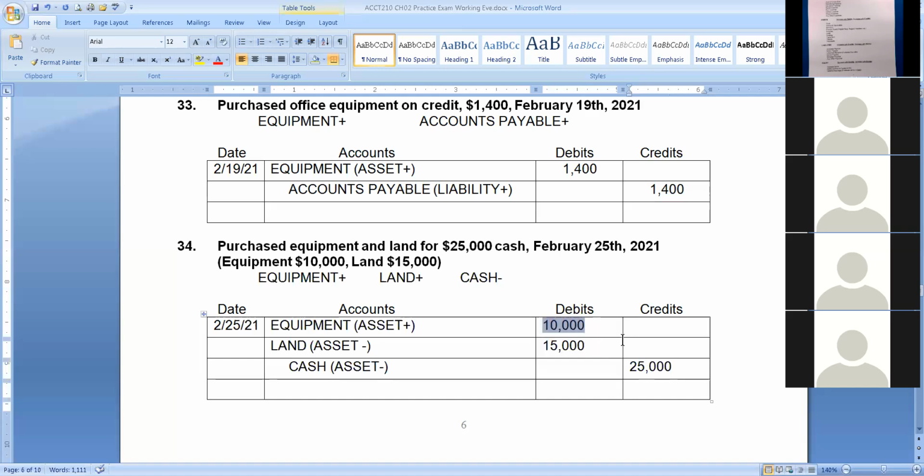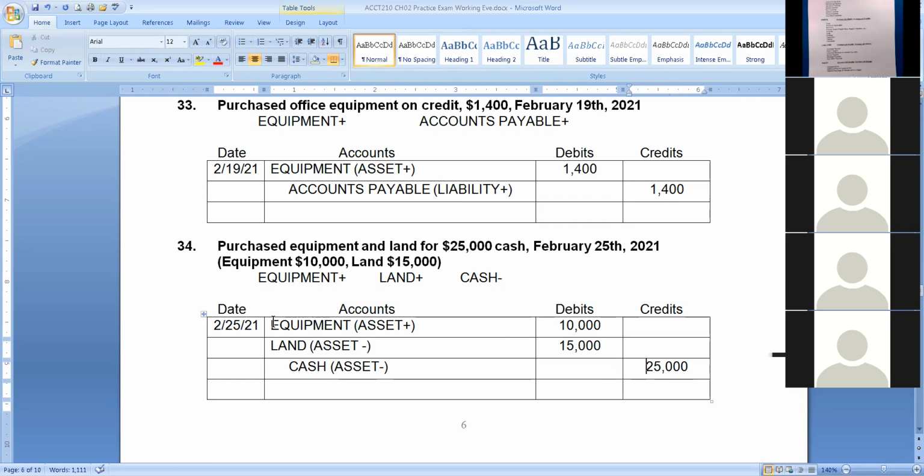And you could split that cash up. If you wanted to do each of those separately, you could. You could put equipment 10,000, cash 10,000, land 15,000, cash 15,000. The reason you may want to do that, if you're an accounting person, is that if someone asks where this purchase is, we purchased land for 15,000, where's that in the cash? You're not going to find it. You have to go back and figure out it's both those two together.